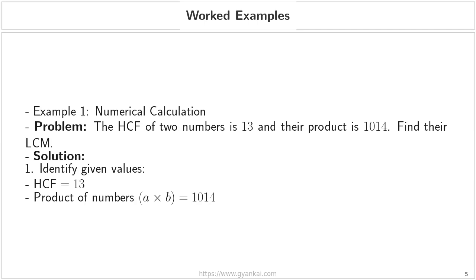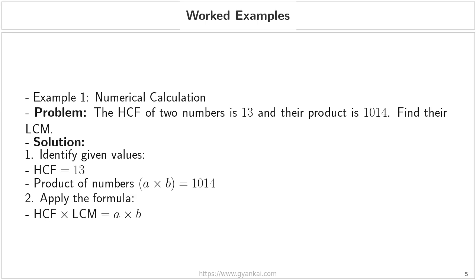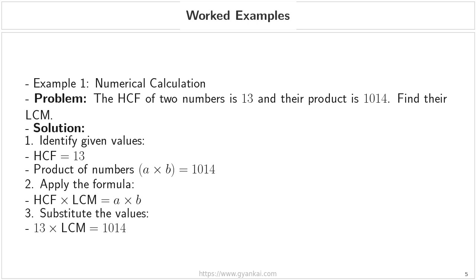To solve this, let's follow the step-by-step method I mentioned in the previous slide. First, we identify our known values. From the problem, we know that HCF equals 13, and the product of our two numbers, which we can call a times b, is 1014. Second, we write down our fundamental identity. HCF of a and b multiplied by the LCM of a and b equals a times b. Third, we substitute our known values into this equation.